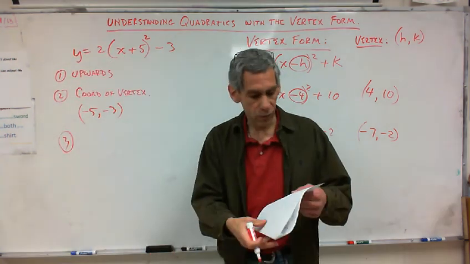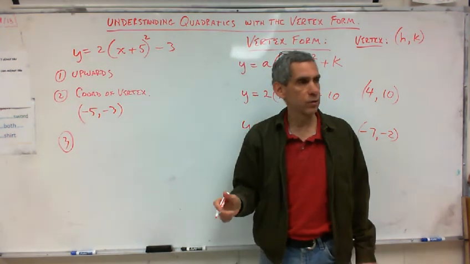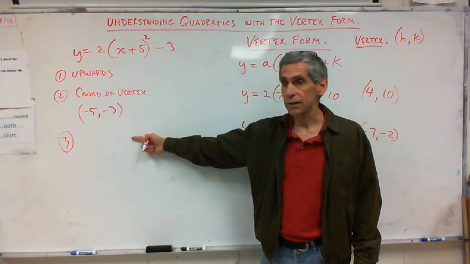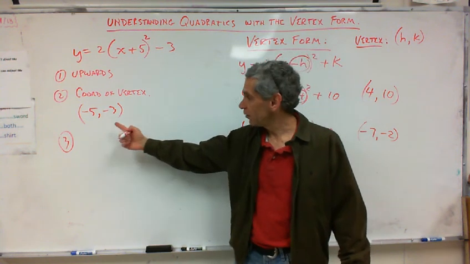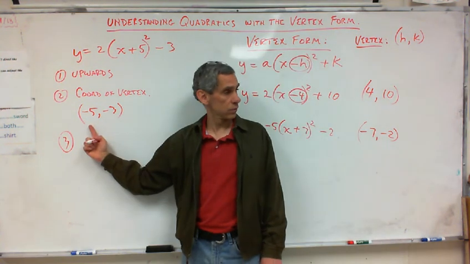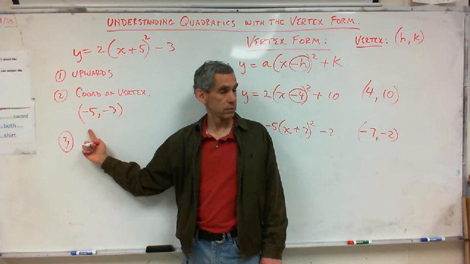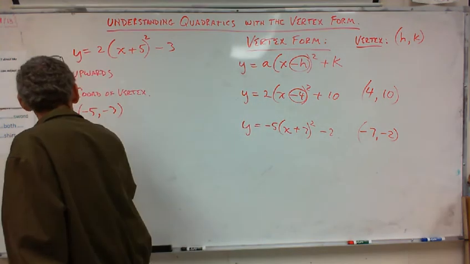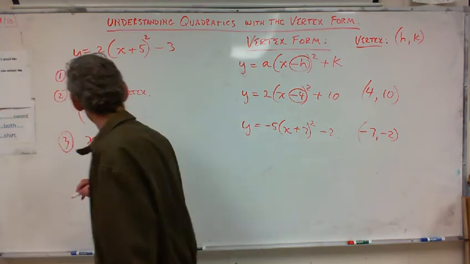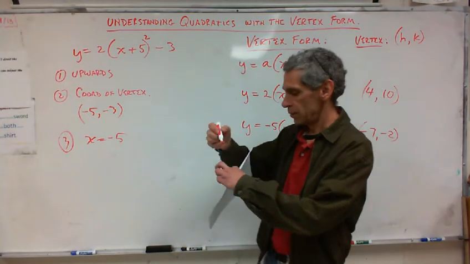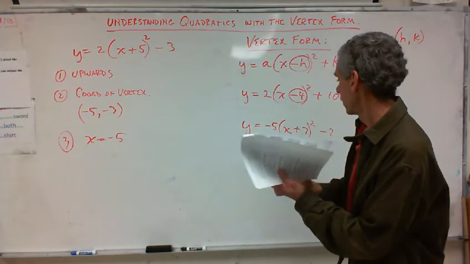Now I ask for the equation of the axis of symmetry. X equals what? Minus 5. Whatever this is. X equals whatever that is. Some of you guys, I can tell, are not listening. But that's the way it is. X equals negative 5.